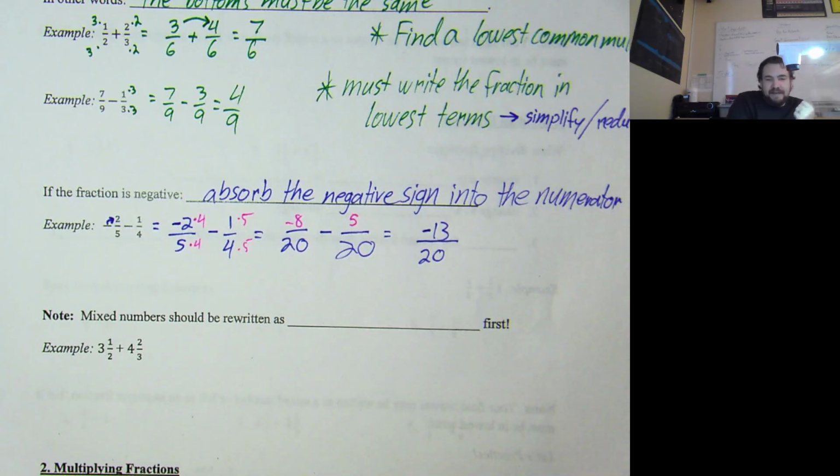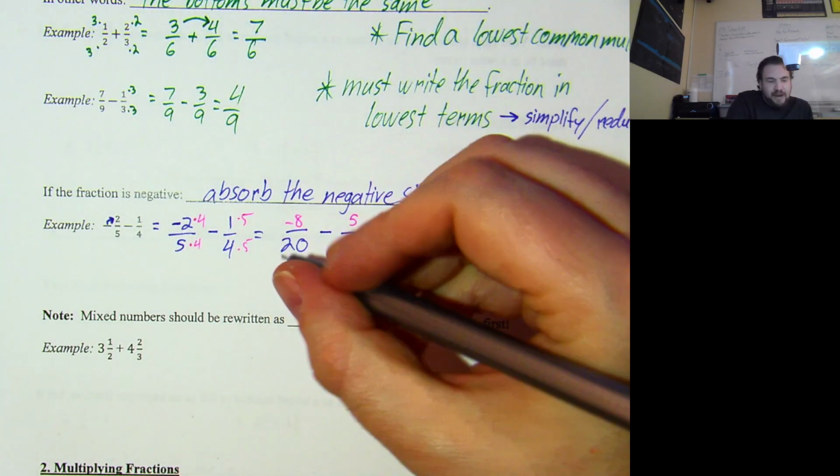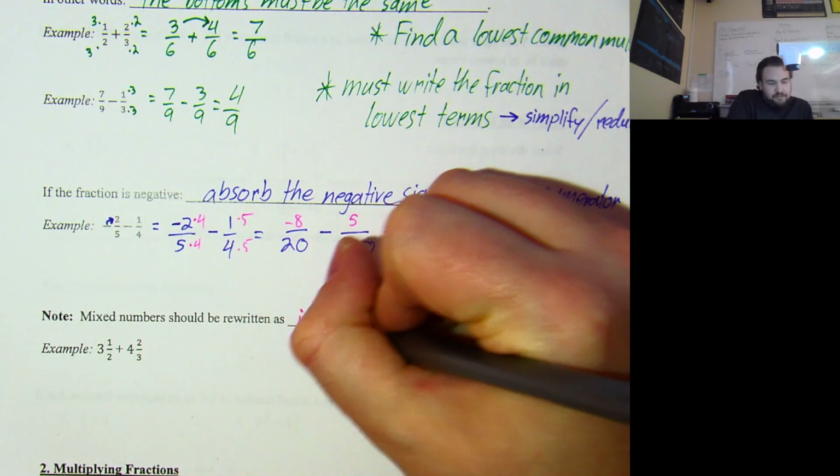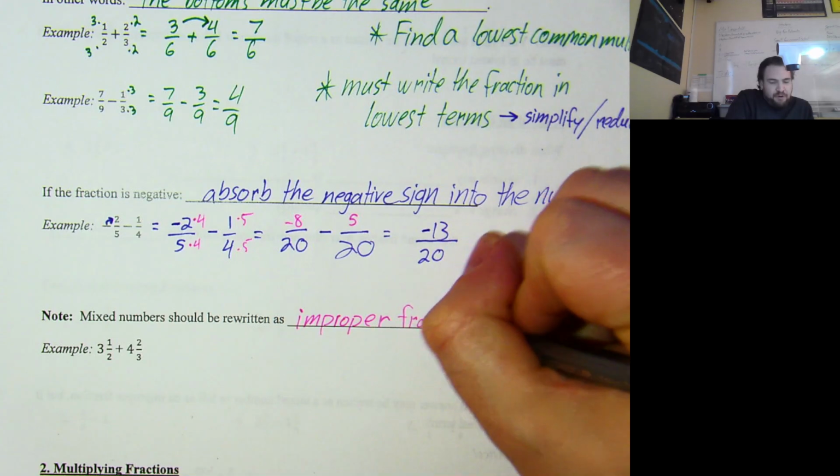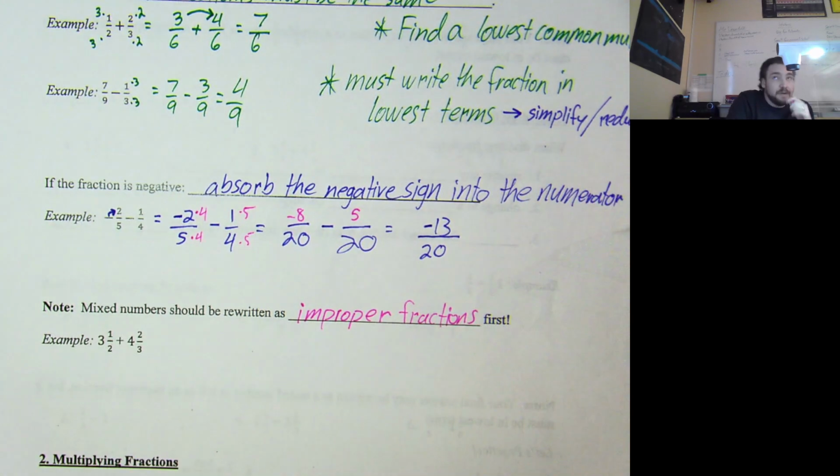Sometimes you're going to be given a mixed number. There are ways to deal with mixed numbers. My pro tip for dealing with mixed numbers is to rewrite them as improper fractions. What is an improper fraction? The numerator is larger than the denominator. Good. That is an improper fraction.